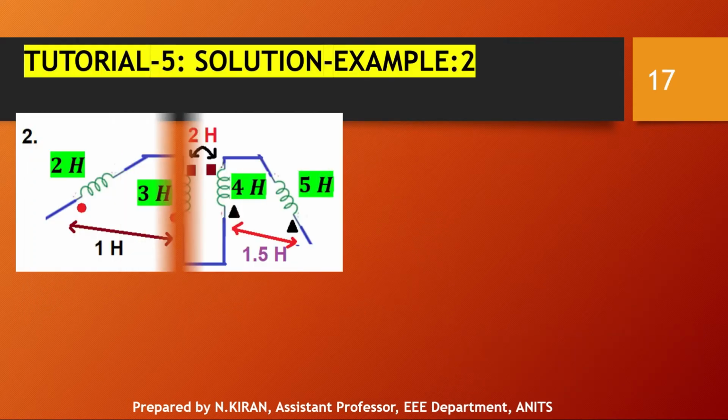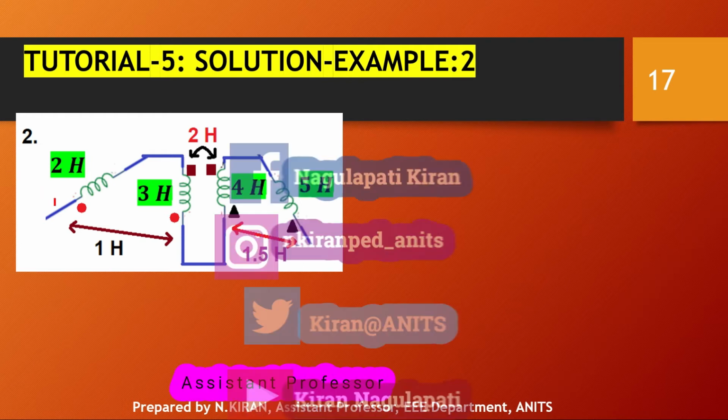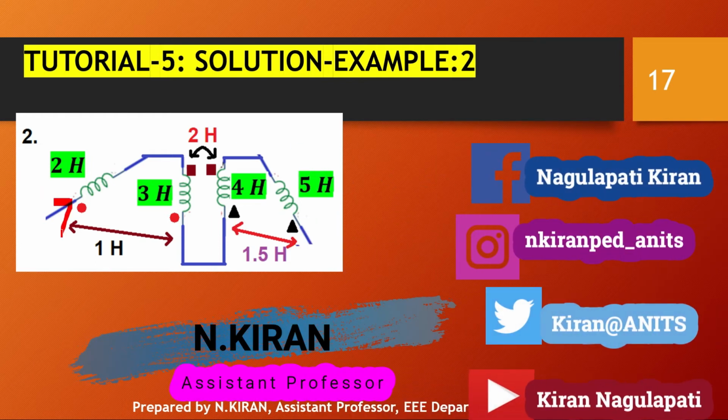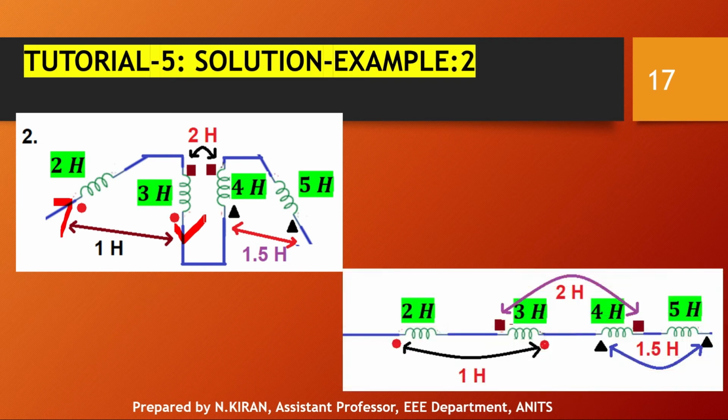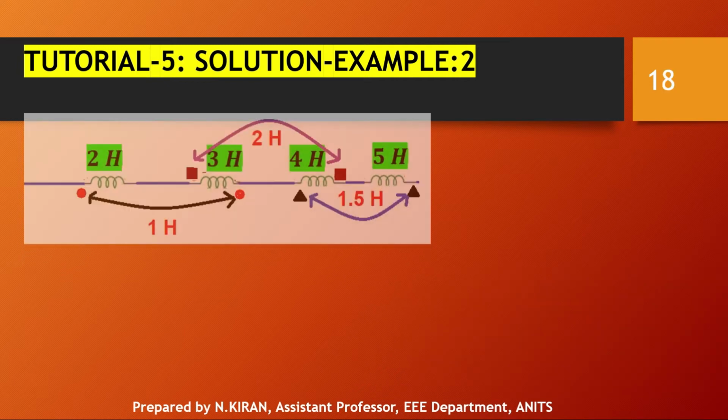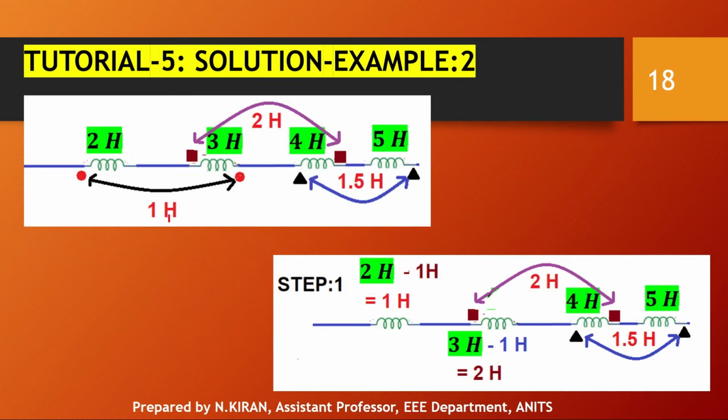Second example, here also when I consider the first coil, current is entering the dotted terminal, here current is leaving the dotted terminal, so it is exhibiting series opposing. I will subtract 1 from the value of first coil 2 Henry as well as the second coil 3 Henry. So on doing so, I'll get 1 Henry in the first coil and 2 Henry in the second coil.